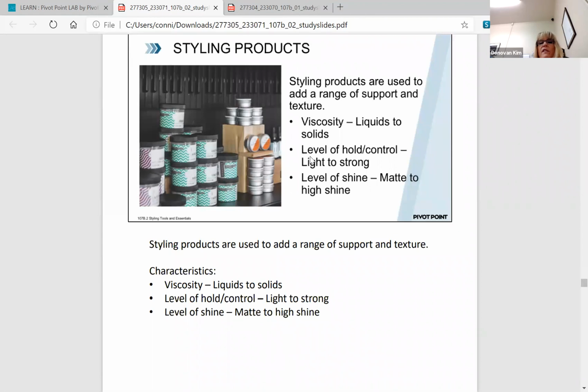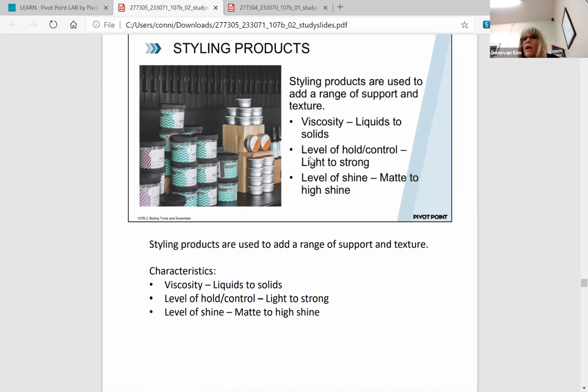Some of these words: viscosity, liquids to solids; level of hold, light to strong; level of shine, matte to high shine. That's going to make a big difference, because some people don't want it crunchy, and some people want crunchy. That's a word they're going to use: I don't want my hair to look crunchy. Some people don't like the creamy, they think it's greasy. Some people like both, depending on how they want their hair done.